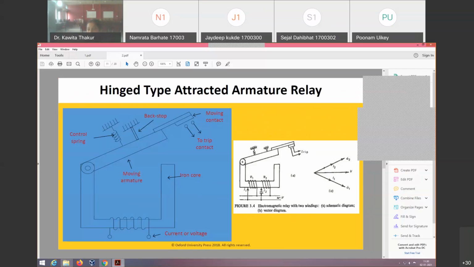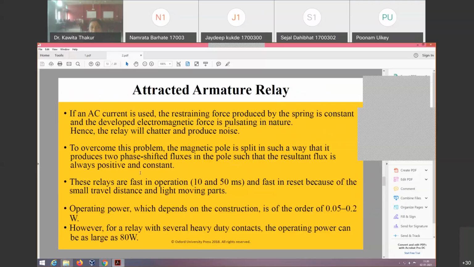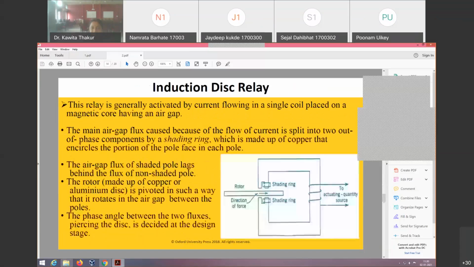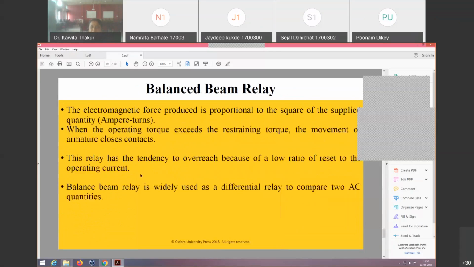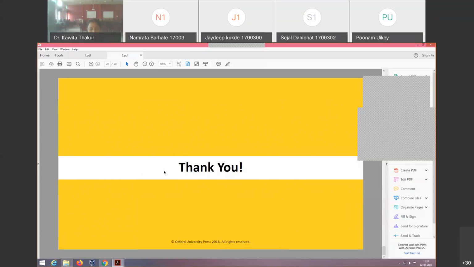Now different types of electromechanical relay we have seen: hinge armature type, plunger type, attracted armature type, induction relay, induction disc relay, induction cup relay, balance beam relay. Here we have covered our second lecture.